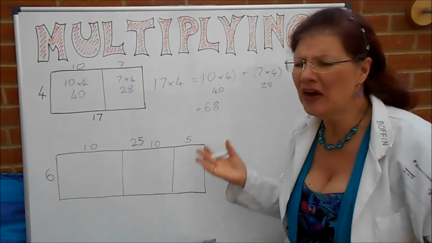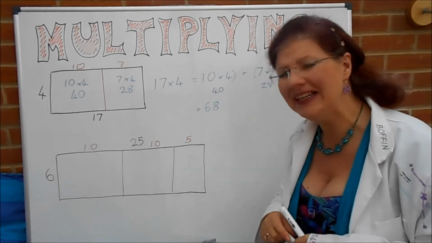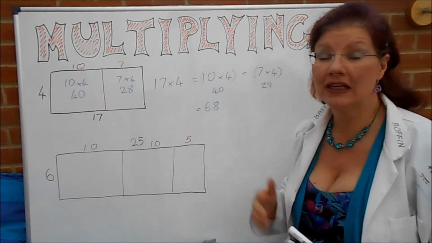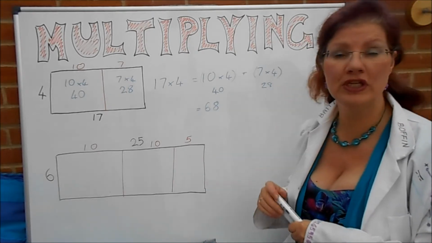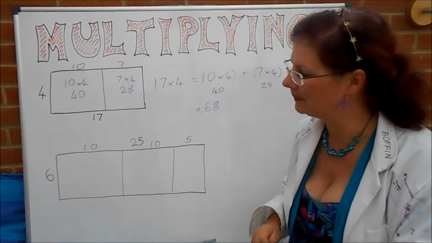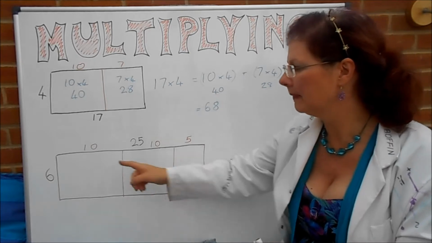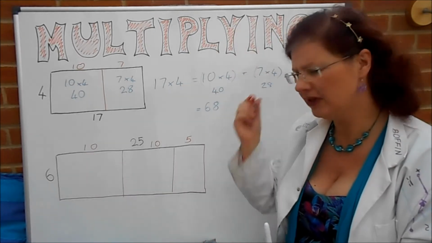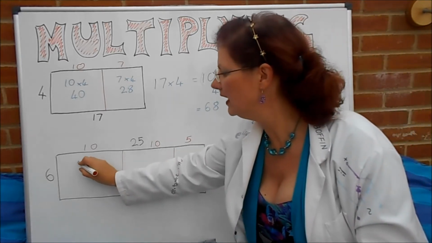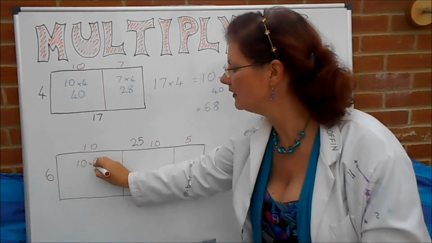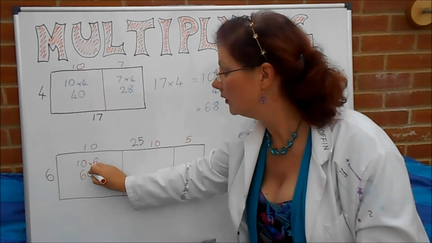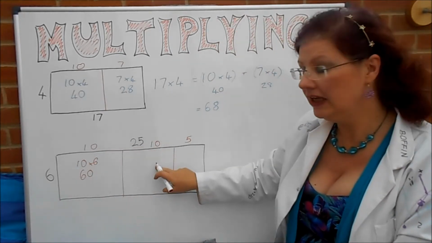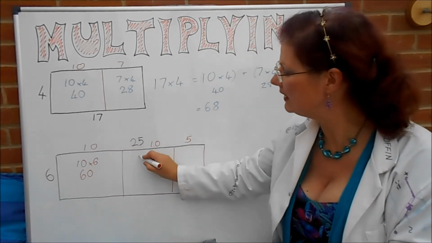I hope you got that. See, isn't it easy? 4 times 17 would be really difficult otherwise, but doing it like this, it's dead easy. You've just got to add 40 plus 28, and that's no problem. What about this one down here? We've got a 10 times 6 for that one up there. I think I'll do this one in red. This one here, we've got a 10 times 6, which is 60.